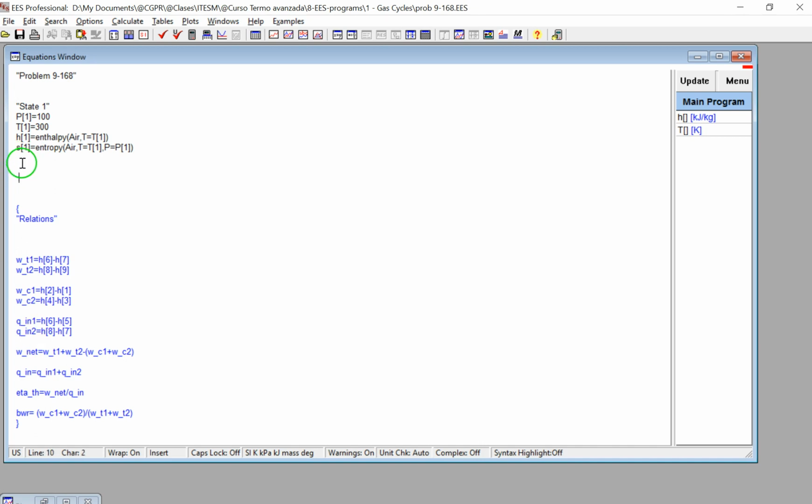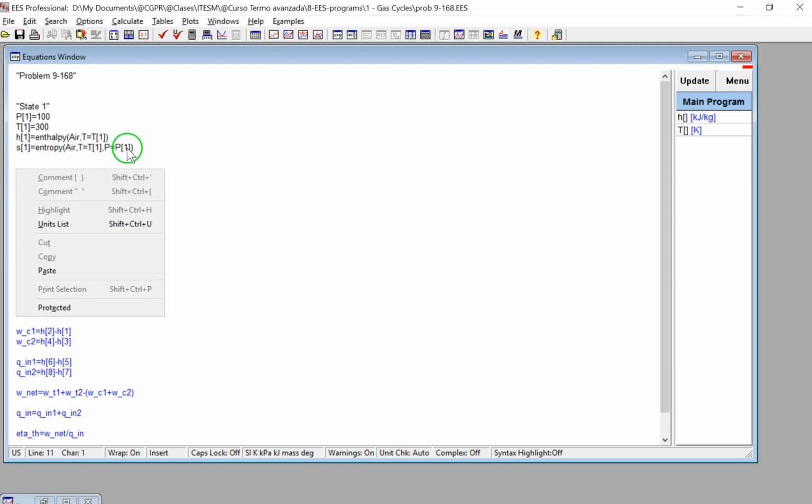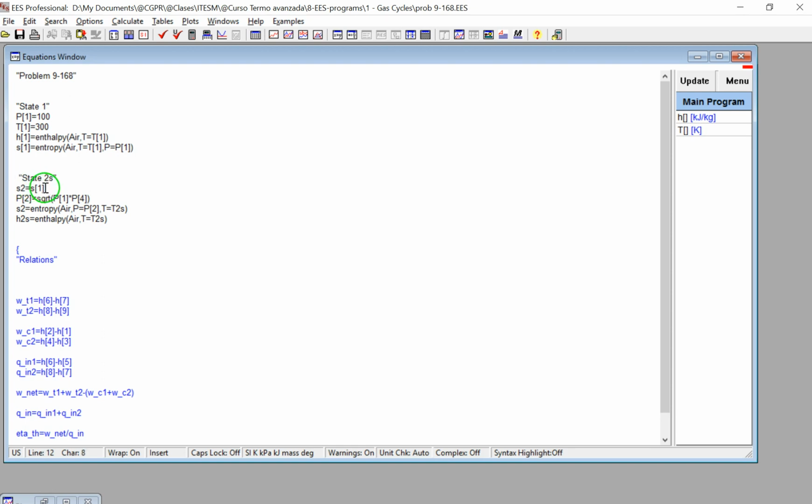The way of defining this process to be isentropic is something like this: S2 equal S1. Notice that S2 is without brackets because this will be the isentropic state, and I am not interested in plotting the isentropic state but the actual state. So this is the way I am creating it. Here I am defining the isentropic process, and I can make a note for me to remember later on: this is the isentropic process.